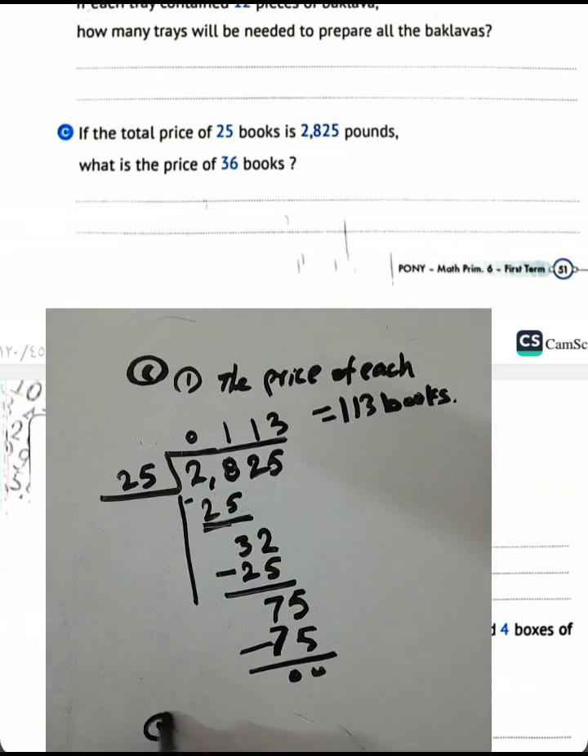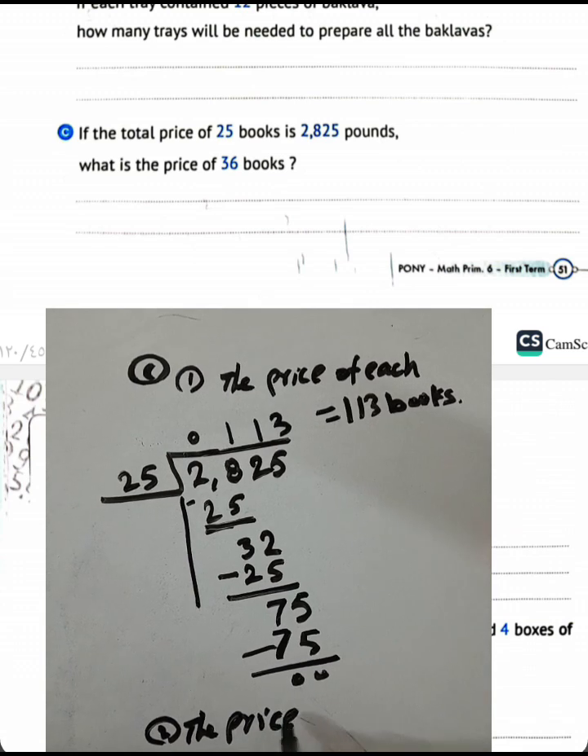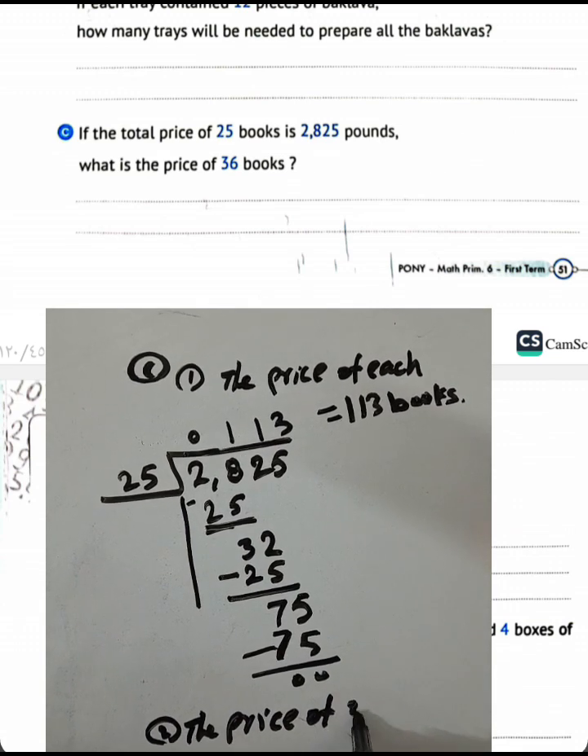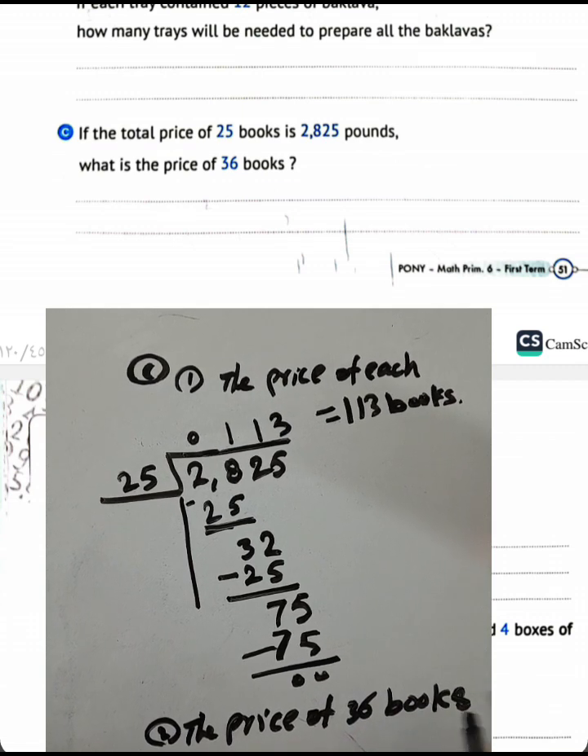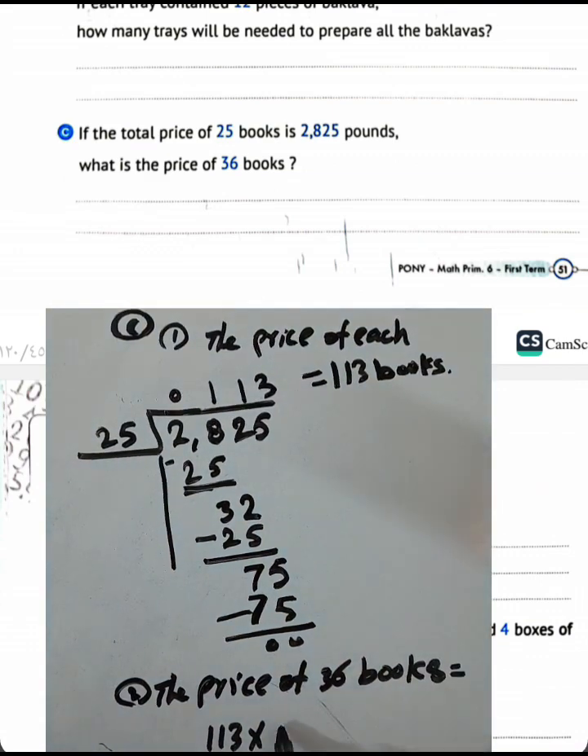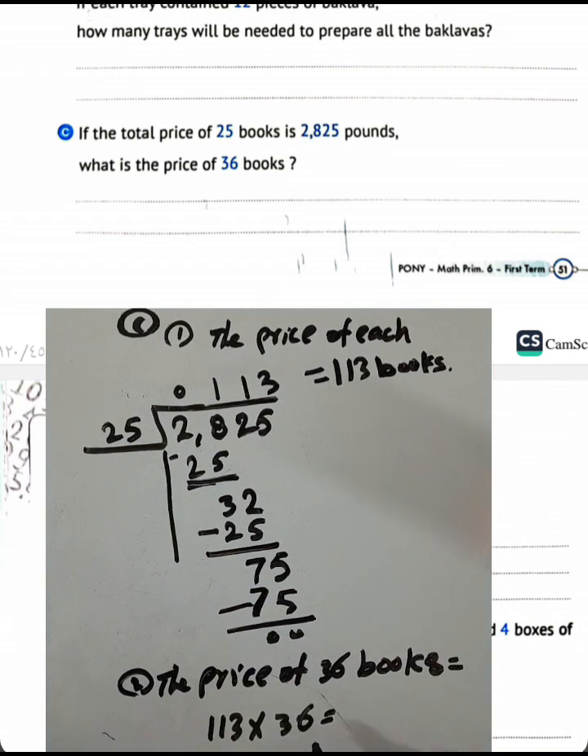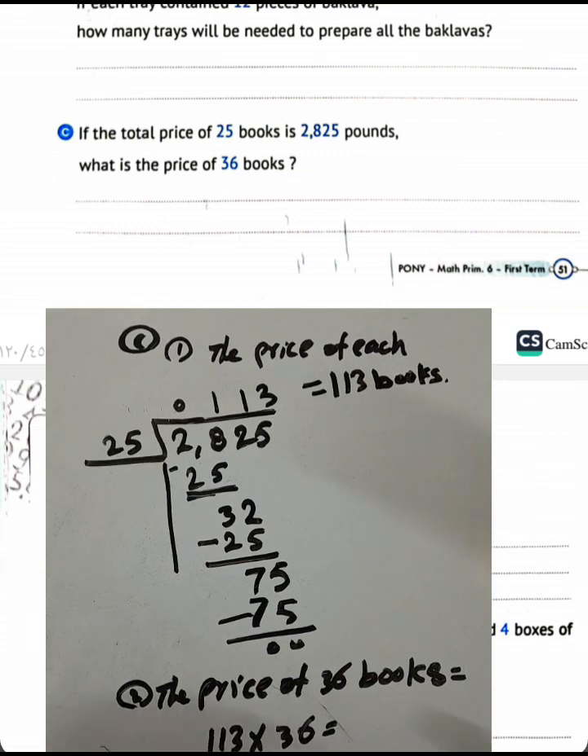Then the next step here, we can find the price of all 36 books. It will be equal to the multiplication between 113 and 36. We can find the product of two numbers by using long multiplication.